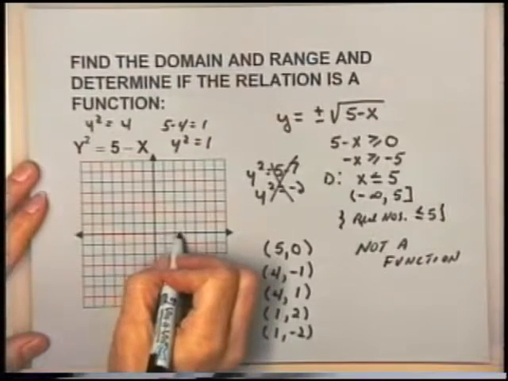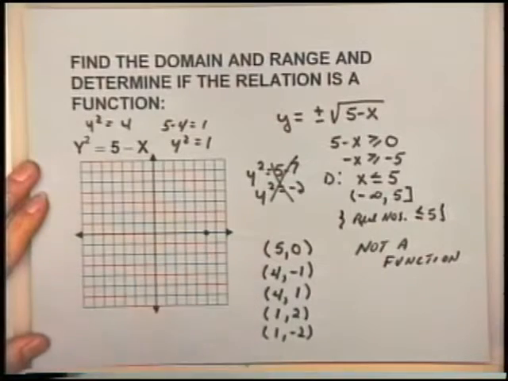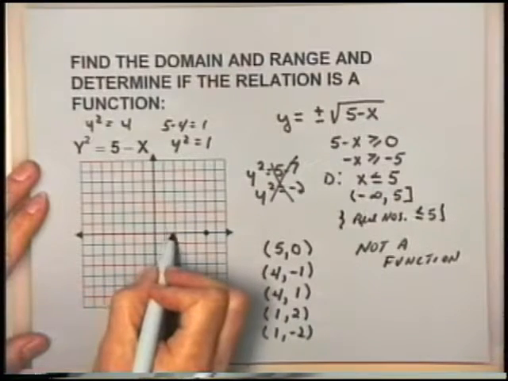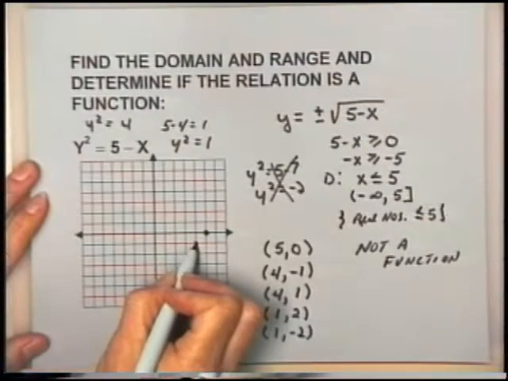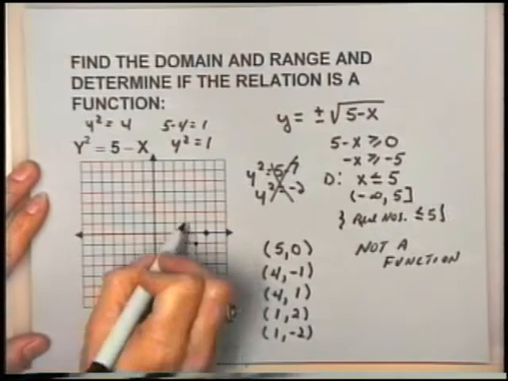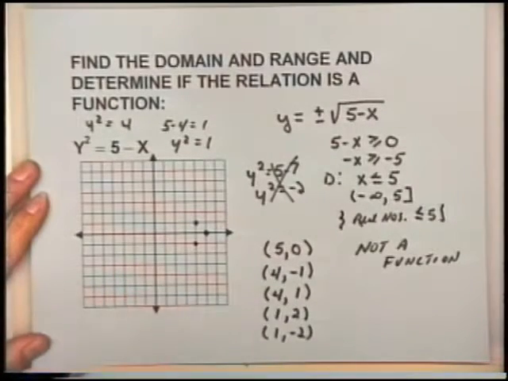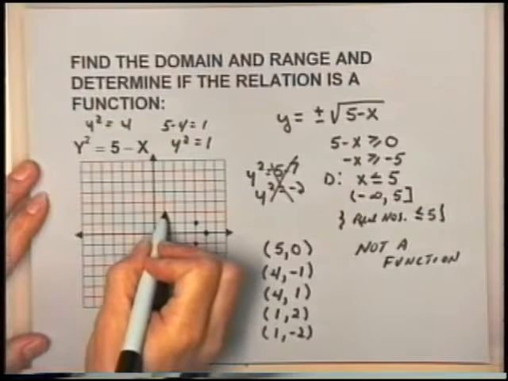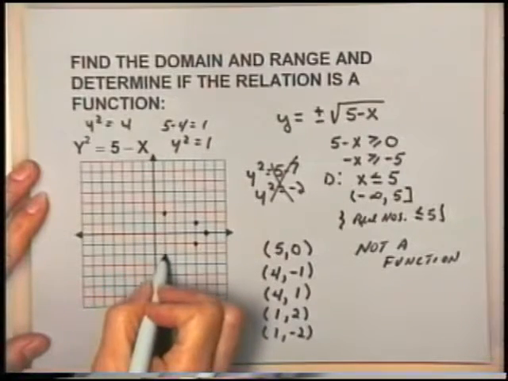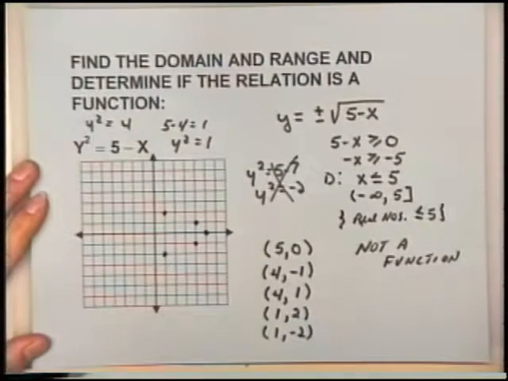Let's plot these points that we have found. I have (5, 0). I have (4, negative 1) and (4, positive 1). I have (1, 2), and I have (1, negative 2).